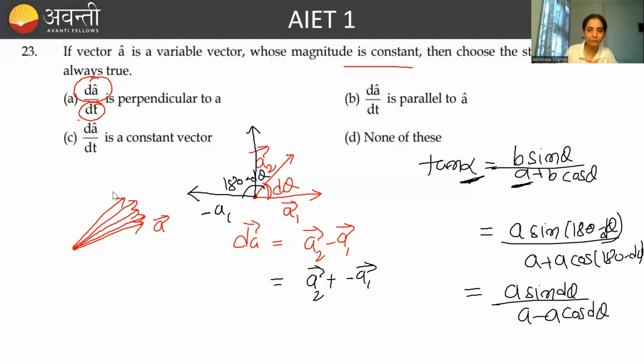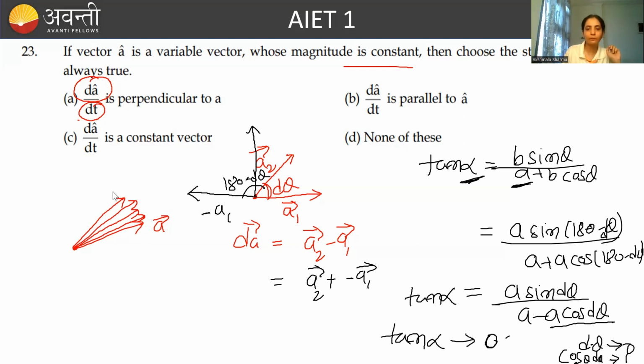As I told you, this vector is a variable vector. d theta is the angle between two adjacent vectors, so this angle is very small. So d theta almost tends to 0, and if it tends to 0, cos d theta will tend to 1. And if cos d theta is becoming 1, a minus a will become 0. So tan alpha will tend to infinity. And if it is infinity, it means alpha tends to 90 degrees. It means dA by dt is perpendicular to A. So what will be your correct answer?